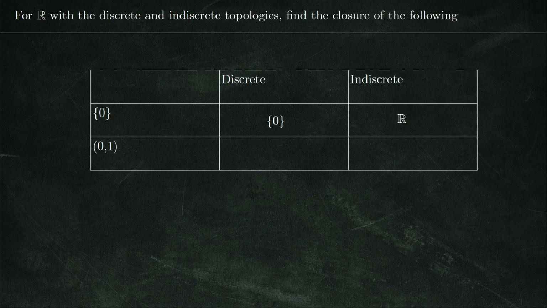Now have a go with [0, 1], and then come back to the video. Okay, now you've had a go. The closure of [0, 1] in the discrete topology is [0, 1]. For the indiscrete topology, it's R.